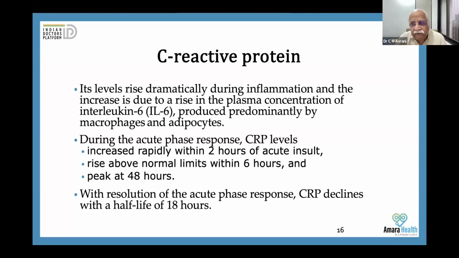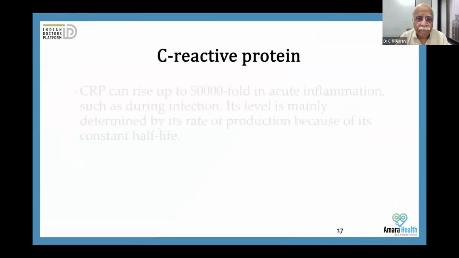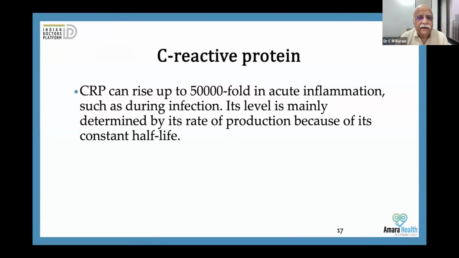So whatever CRP is produced now at 6:30 p.m. on Thursday will decline in 18 hours. A CRP found higher later in the infection is the new CRP that is being formed. CRP can rise up to 50,000-fold in acute inflammation, such as during a severe infection. Of course, we have seen the highest in COVID. What I have seen is around 400 to 500. But theoretically, it can rise that high.